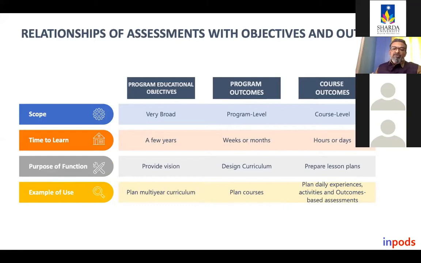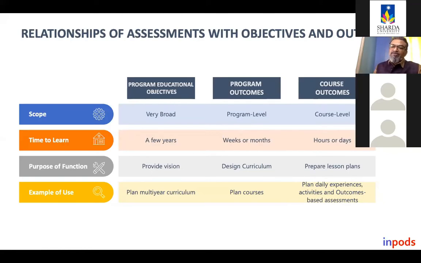And when you use program educational objectives, probably you can define some kind of vision for a program. The outcomes at the program level will help you design the curriculum. Likewise, course outcomes will help you prepare the lesson plans. And naturally, if we think about outcomes-based assessment and evaluation, the bottom right side part becomes important. So when the teacher thinks about planning daily experiences, activities, and outcomes-based assessment, those will obviously have to address the course level outcomes.